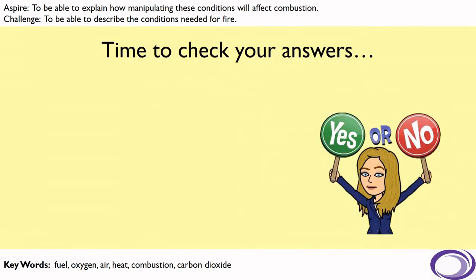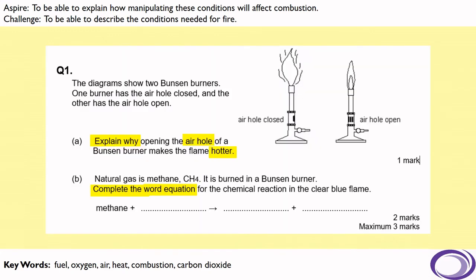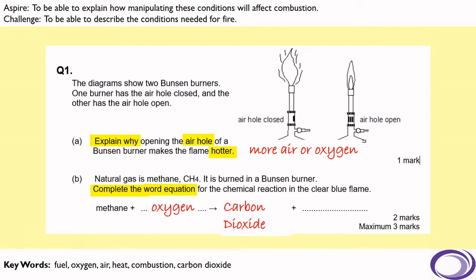So now it's time to check your answer. Opening the air hole provides that fire with more air or oxygen. Now, natural gas methane is our fuel in this reaction, so the word equation would be methane plus oxygen forms carbon dioxide and water. Now, I'm just going to play a little video after this that introduces you to some of the things we will be looking at in our next few lessons.